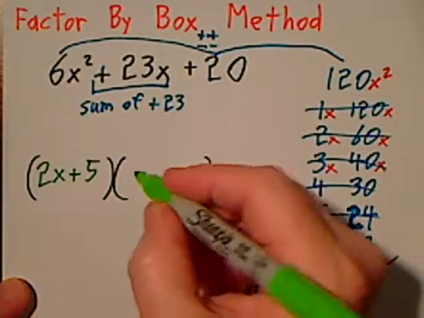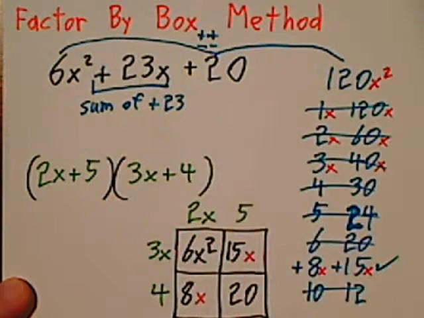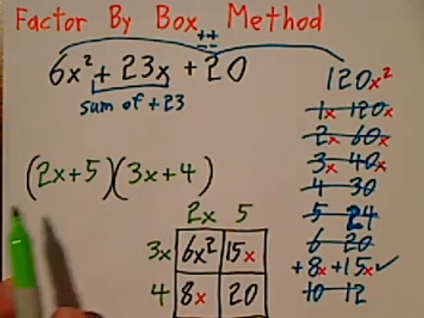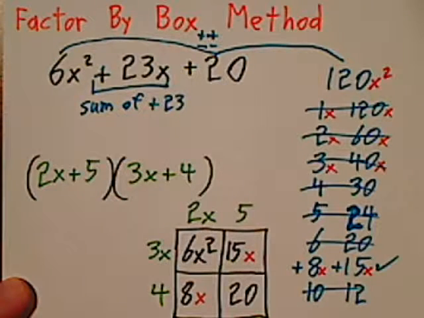And 3x, that's positive 4. So this is the factored form, and you could check it. And notice 5 times 4 would give us that 20.